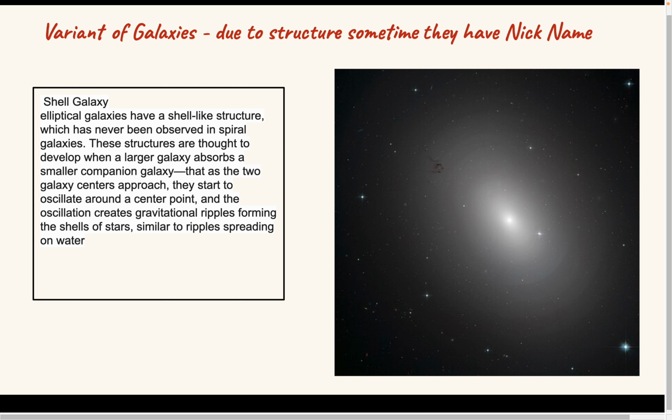Another one such galaxy is the shell galaxy. Shell galaxies are elliptical galaxies which have a shell-like structure, which has never been observed in spiral galaxies. These galaxies are thought to develop when a larger galaxy absorbs a smaller companion galaxy. As the two galaxy centers approach, they start to oscillate around a central point, and the oscillation creates gravitational ripples and shells of star formation, similar to ripples spreading in water.